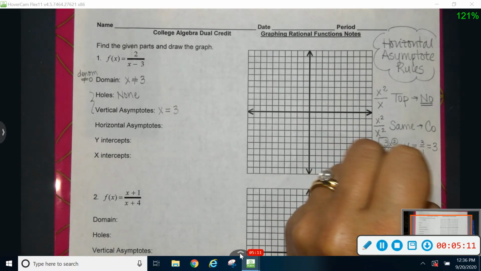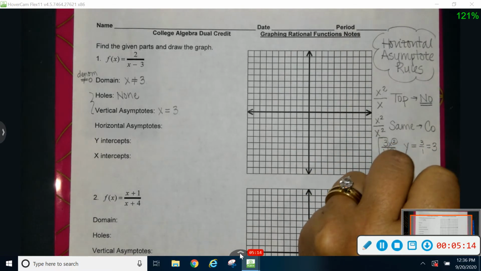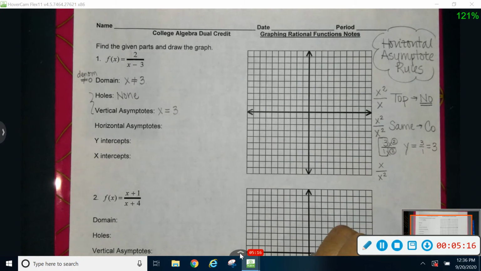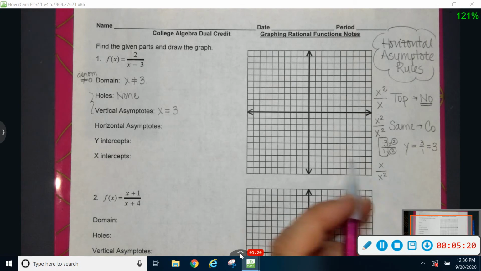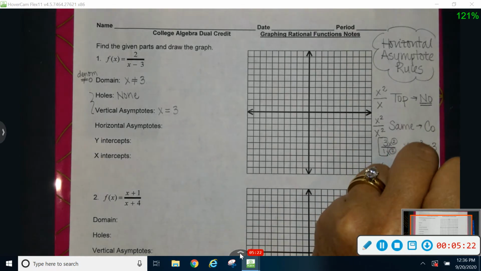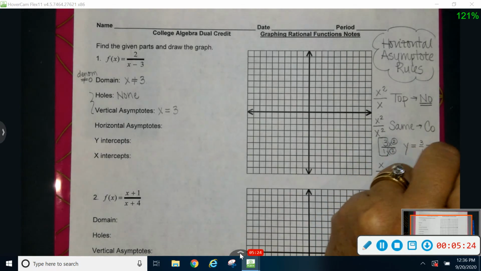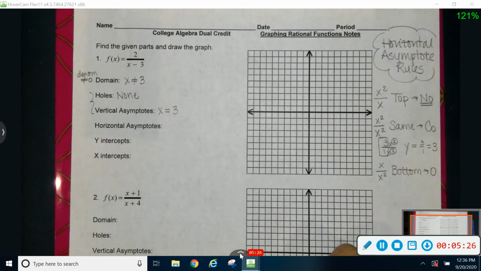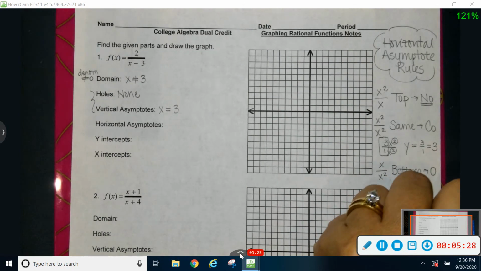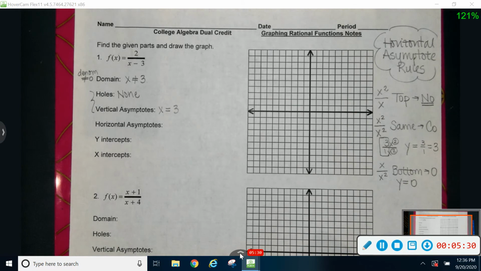And the last thing that can happen is, what if my degree on bottom is greater than my degree on top? So I carry a bigger degree on the bottom. If my bottom is greater, then I have a horizontal asymptote at 0. Automatically, y = 0 is where I'll have a horizontal asymptote.